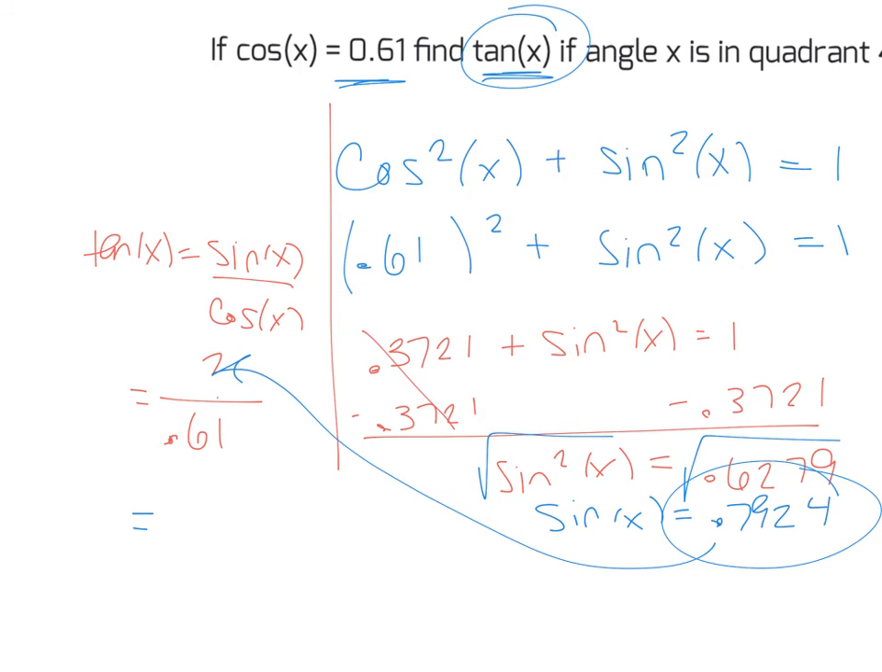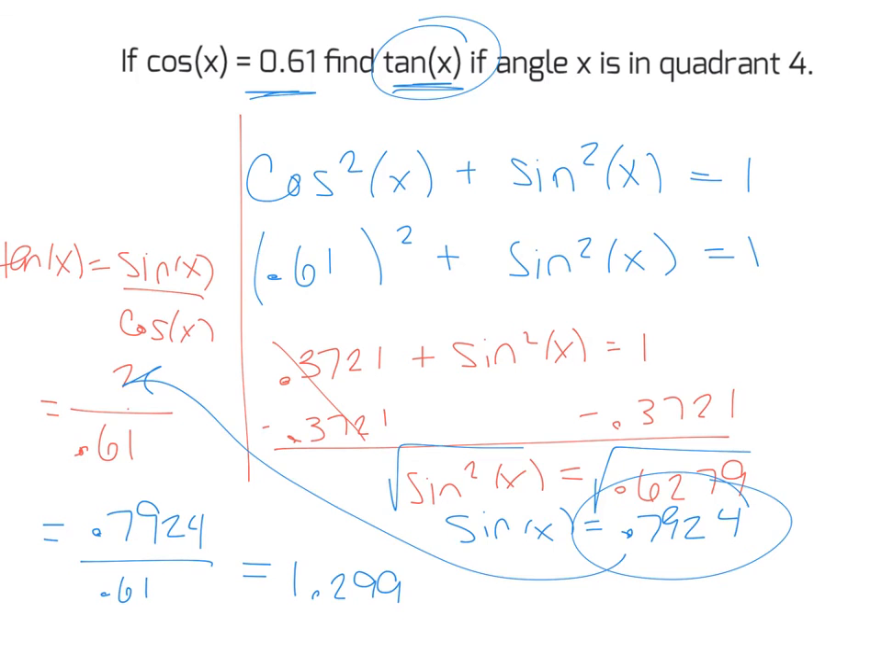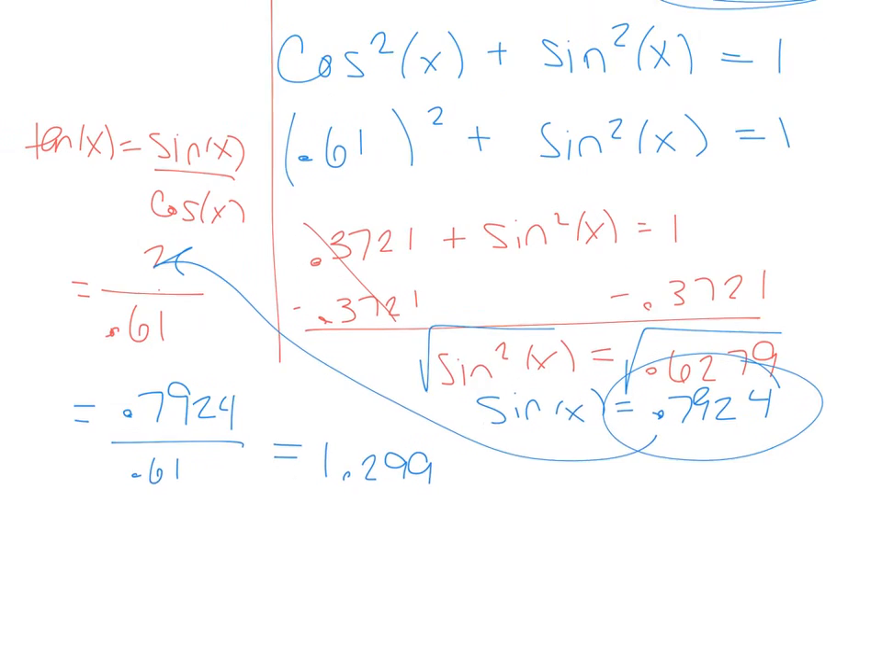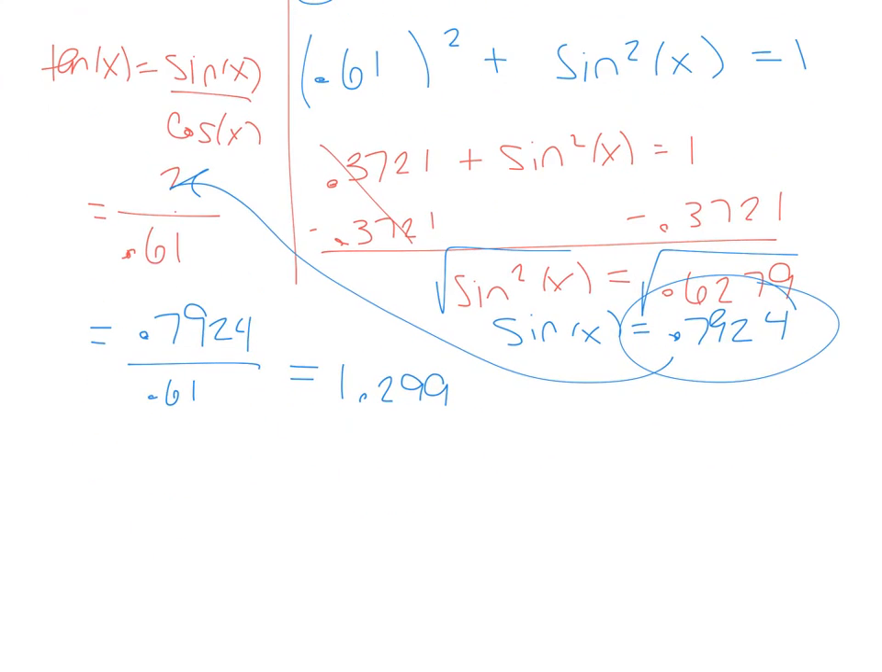Now I'm going to put this in for sine. So tangent is equal to 0.7924 over 0.61, and I'm going to do that in my calculator. I divide 0.7924 by 0.61, and I end up getting 1.299. Now I'm in quadrant 4, because that's what they said, and I found tangent. In quadrant 4, cosine's positive, so this answer for tangent will be negative. And that's how you do it.